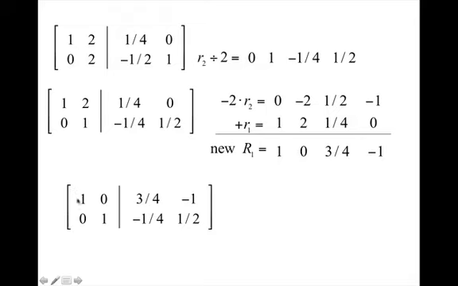Now that my first matrix is the identity matrix, the second matrix is my inverse. Don't leave this augmented matrix as your answer. The inverse is just the second half. So the inverse is the matrix 3/4, -1 for row 1, and row 2 is -1/4, 1/2. If you wanted to check to see if you had the inverse correct, you could multiply this by the original matrix and you would get the identity as your result.